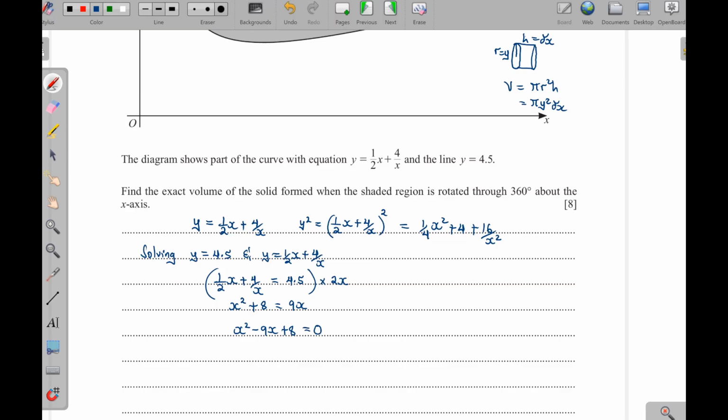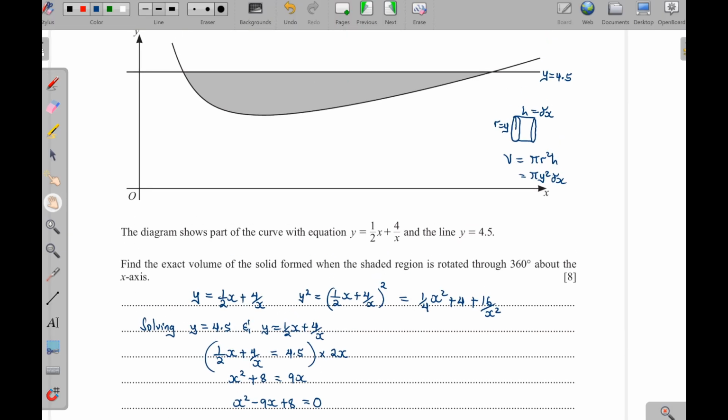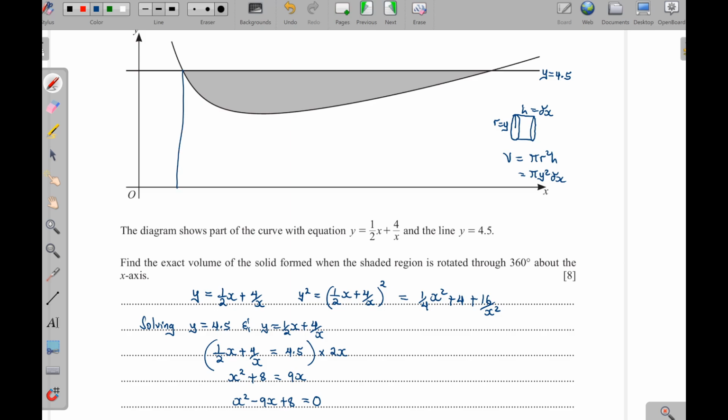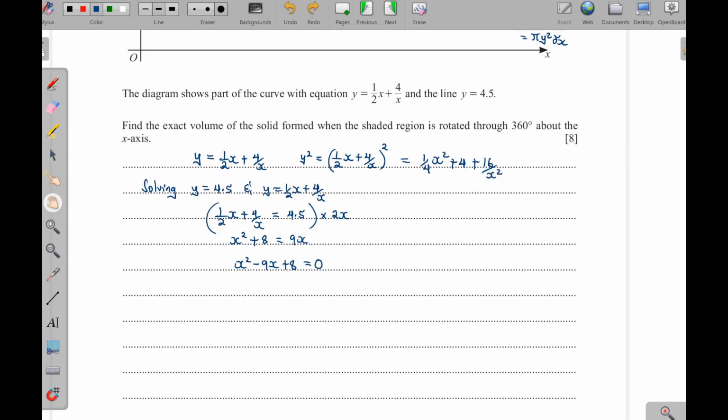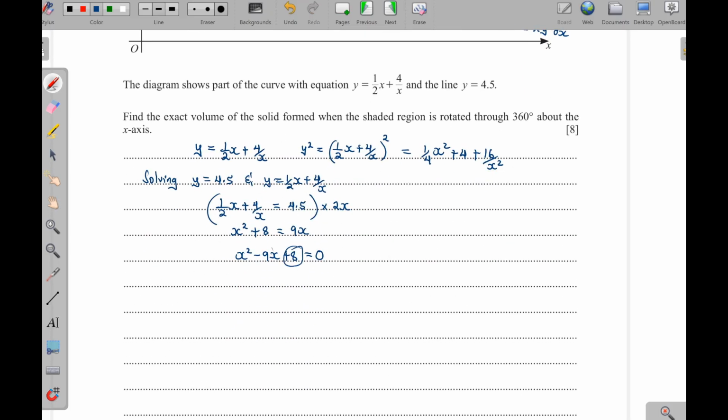So that is a quadratic equation we are supposed to solve. It gives us the two x coordinates, one here and the other one here. So two numbers that, when multiplied, give us 8, but when added, give us negative 9. Those two numbers have to be negative 1 and negative 8. You can solve this on a calculator. So we have x is equal to 1 and then x is equal to 8.